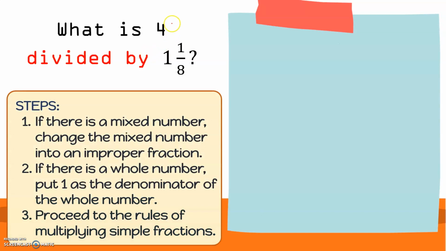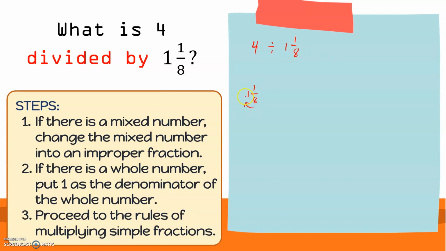In this case, we are given a whole number and a mixed number. So these are the steps that we'll follow in dividing 4 by 1 and 1/8. So let's write 4 divided by 1 and 1/8. According to our steps, if there is a mixed number, we change it first into an improper fraction. So let's change 1 and 1/8 into an improper fraction.